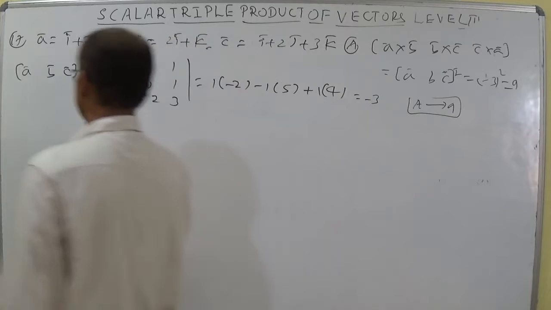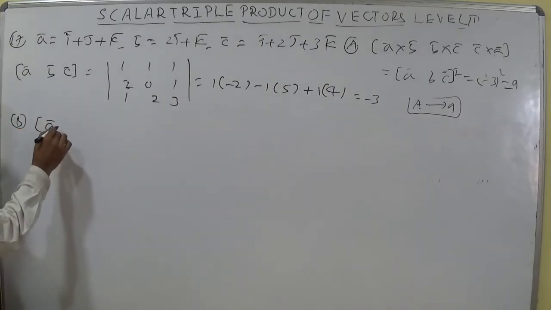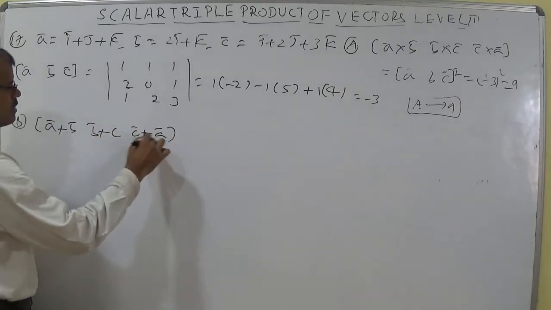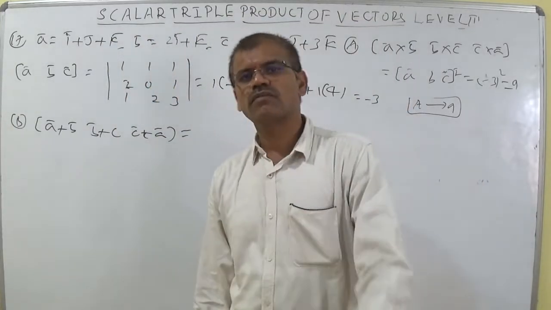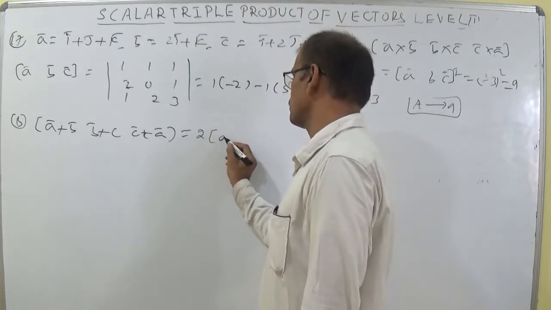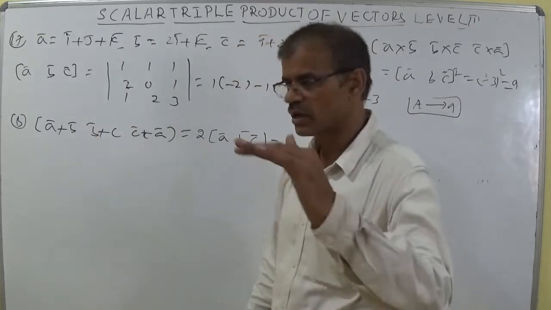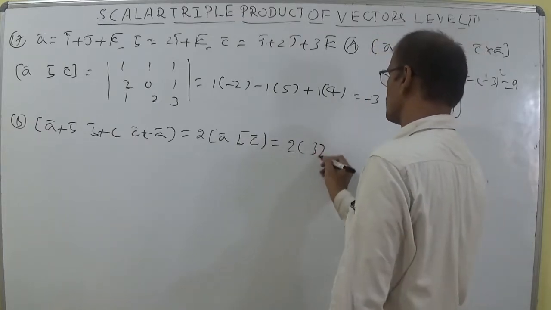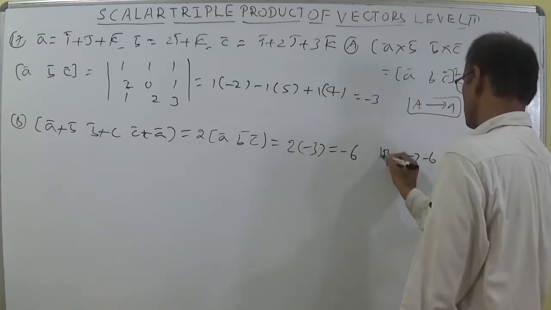Like that, for B, C, D also we can calculate. What is the value of B? Box A plus B, B plus C, C plus A. In the cross product of vectors or scalar product of vectors, in level 1 we discussed that this can be written as 2 box ABC. Otherwise, by calculating the determinant also you may get the value 2 box ABC. So 2 into whatever the box ABC we got, minus 3. So minus 6 is the answer. I am writing here B is minus 6.